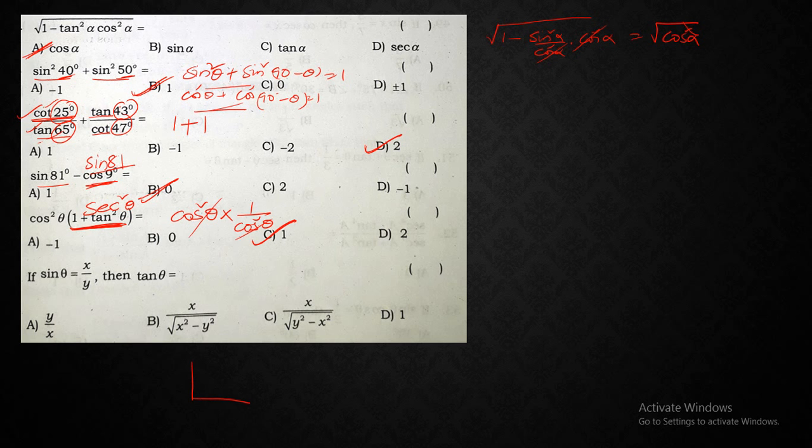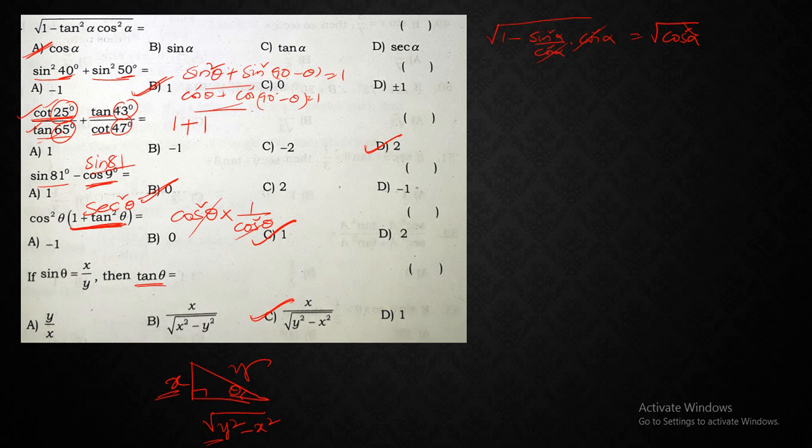Next, sin theta is equal to x by y. Now when I draw the figure, this is theta. So x is opposite, and this is y, the hypotenuse. From this, using Pythagoras theorem, the square root of hypotenuse square minus side square gives me my third side. So the square root of y square minus x square. Now what is he asking? Tan theta. Tan theta means opposite by adjacent only, no? So x by root y square minus x square.